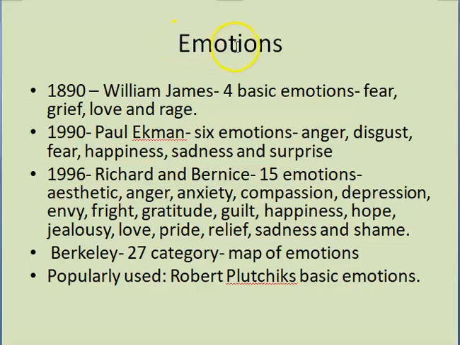Then we have different kinds of emotions. Various classes of emotions have been defined, and in 1890, William James defined 4 basic emotions: fear, grief, love, rage. Then in 1990, Paul identified 6 emotions: anger, disgust, fear, happiness, sadness, and surprise. In 1996, Richard and Bernice identified 15 emotions. Then Berkeley gave 27 categories, and it is a complex map of emotions which involves a lot of detail, and popularly used is Roberts' basic emotion diagram, which is popularly available on Google also.